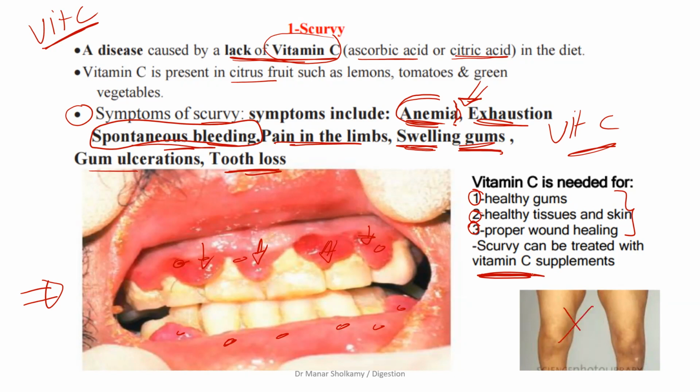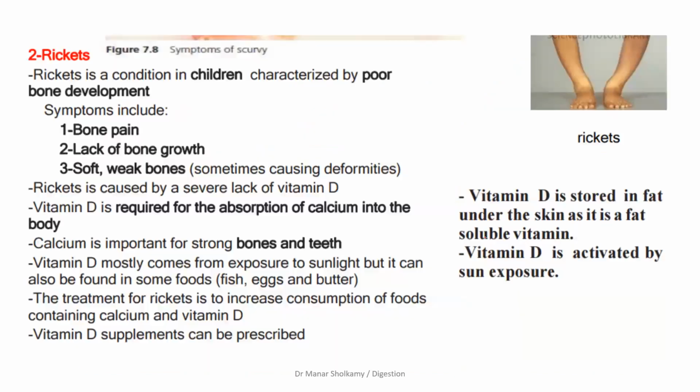This picture is not related to vitamin C. This picture is related to the next disease here, which is rickets. This is another deficiency disease. A deficiency disease is a disease that results because you are deficient in one nutrient. Now, rickets is a deficiency in which nutrient? Vitamin D.